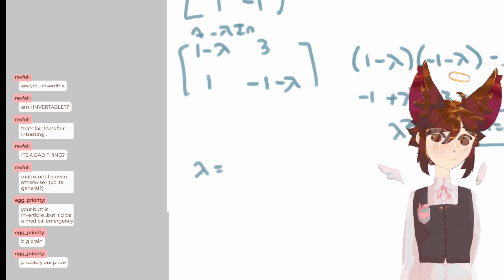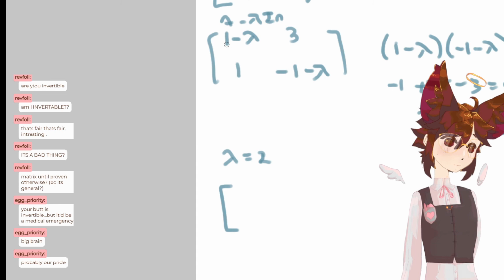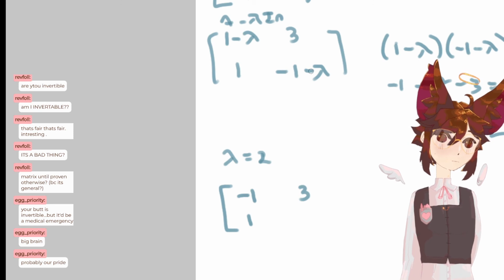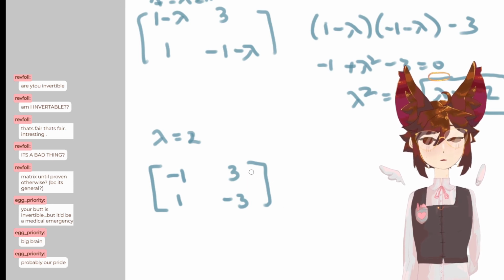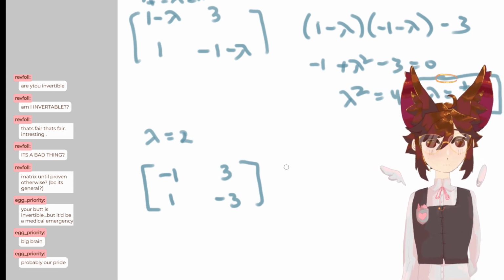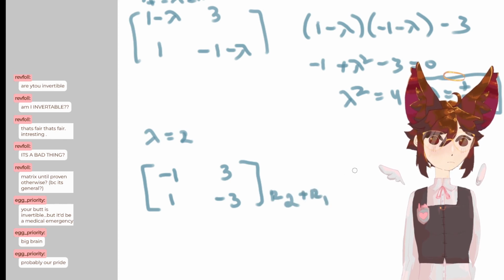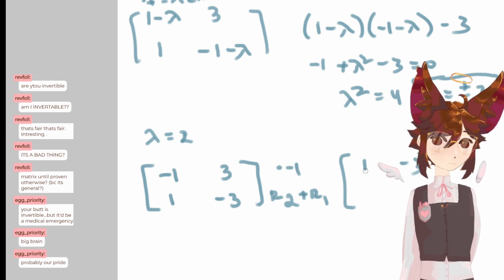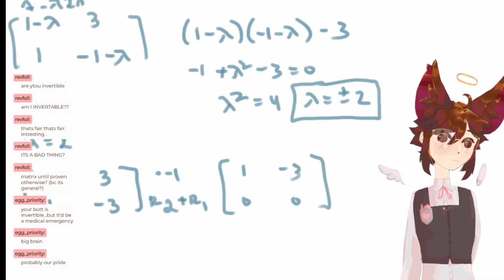So for our lambda equals, let's do 2 first. We're going to plug in 2 here for our lambda. So 1 minus 2 is minus 1, 3, 1, minus 1, minus 2, minus 3. And you'll see that luckily we did it right, because if we row reduce this to find the null space, this is R2 plus R1. We're going to get 1, minus 3, or times minus 1, and then 0, 0. So solving for the null space, which we've done before, right?